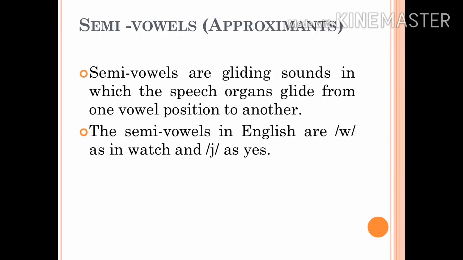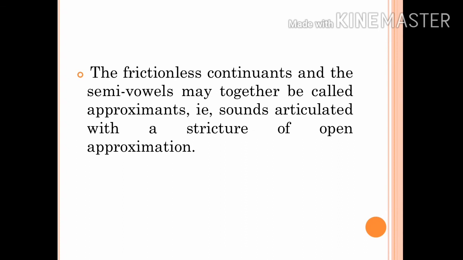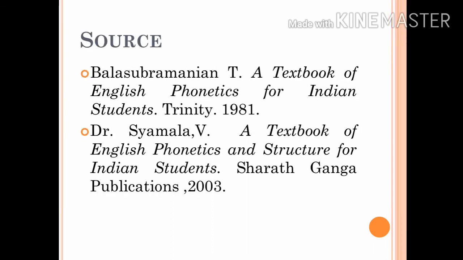Semivowels. Semivowels are gliding sounds in which the speech organs glide from one vowel position to another. There are two semivowels in English, W as in watch and Y as in yes. The frictionless continuants and semivowels may together be called approximants, that is, sounds articulated with a structure of open approximation. So, that's about the classification of consonants based on the manner of articulation.